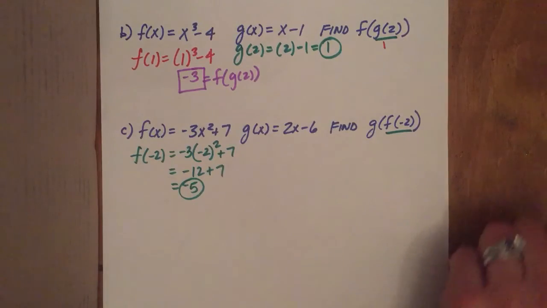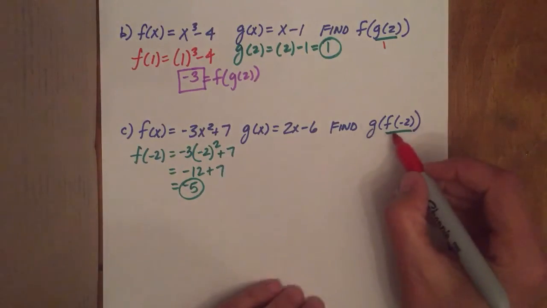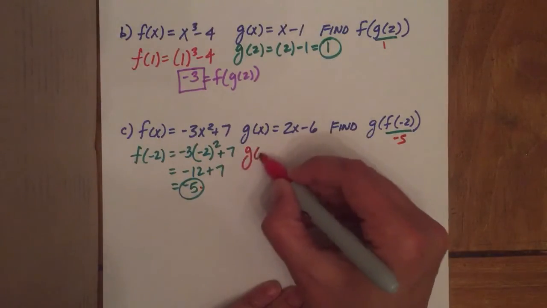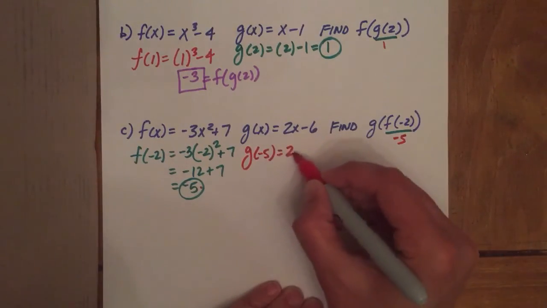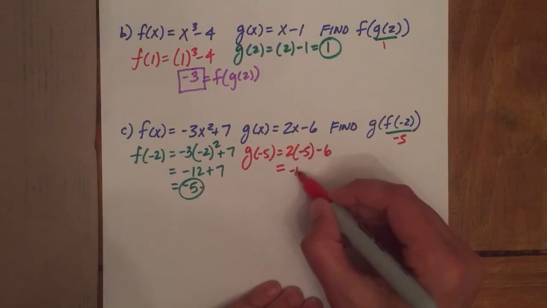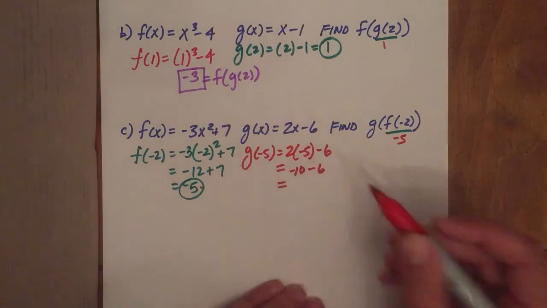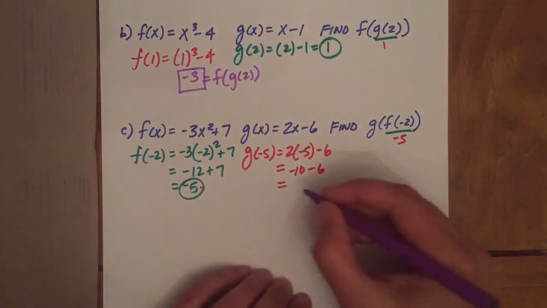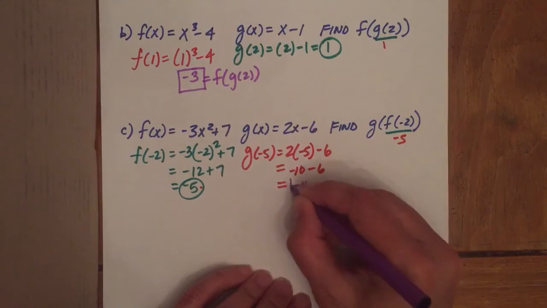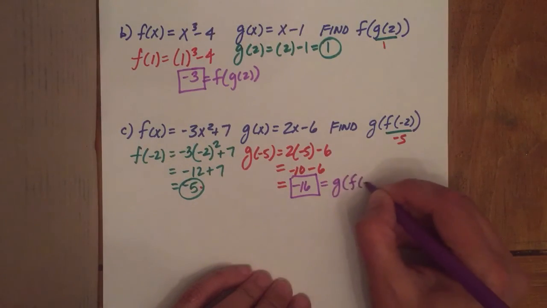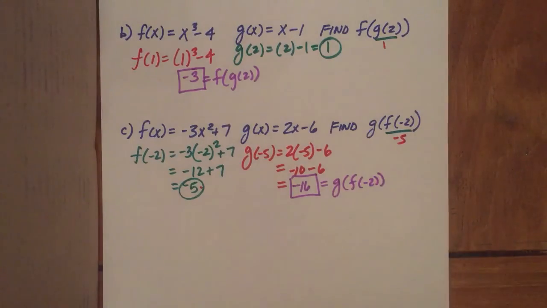Now let's look at the g, because I want to find g of negative 5. So g of negative 5 equals 2 times negative 5 minus 6, which is negative 10 minus 6, which is negative 16. And that is your answer. That is equal to g of f of negative 2. And that's how you compose functions with a constant.